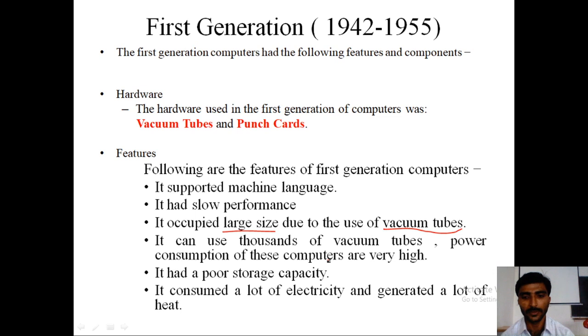When vacuum tubes are used, that generation generates a lot of heat, because thousands of vacuum tubes were used in the first generation. Because of the heat, they get damaged. So you have to install a different vacuum tube in place of the one that is damaged. That is the drawback.